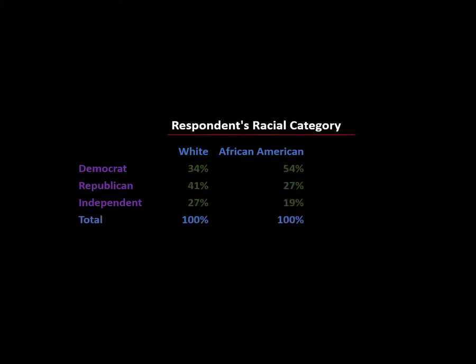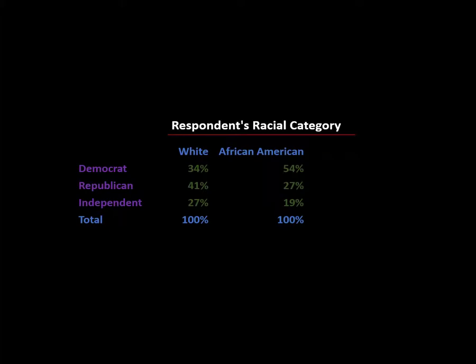All right, so again, you can see that knowing your race helps me predict your political party affiliation. If I know that you're African American, for example, I know there's a much better chance you'll be a Democrat. Why? Because 54% of African Americans are Democrats. Similarly, if I know that you're white, you're nearly twice as likely to be a Republican. Again, why? Because 41% of all whites are Republican, a larger percentage than for any other political party.